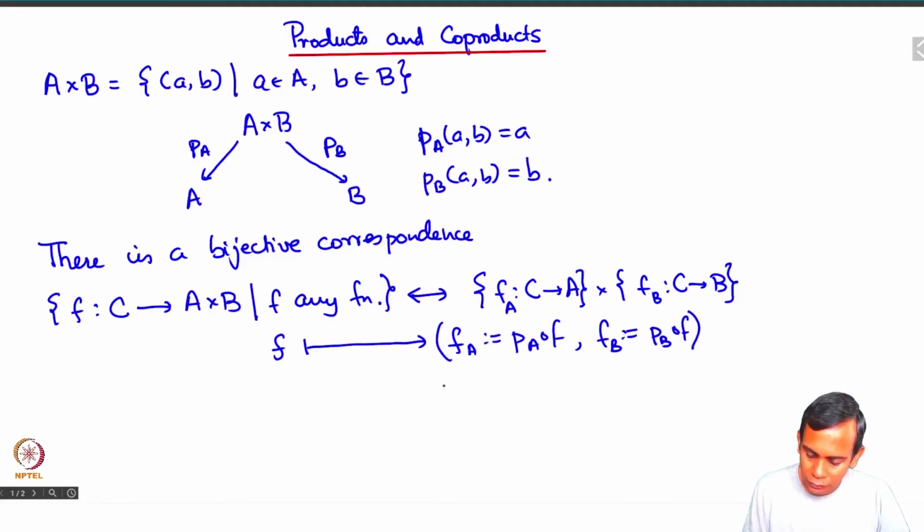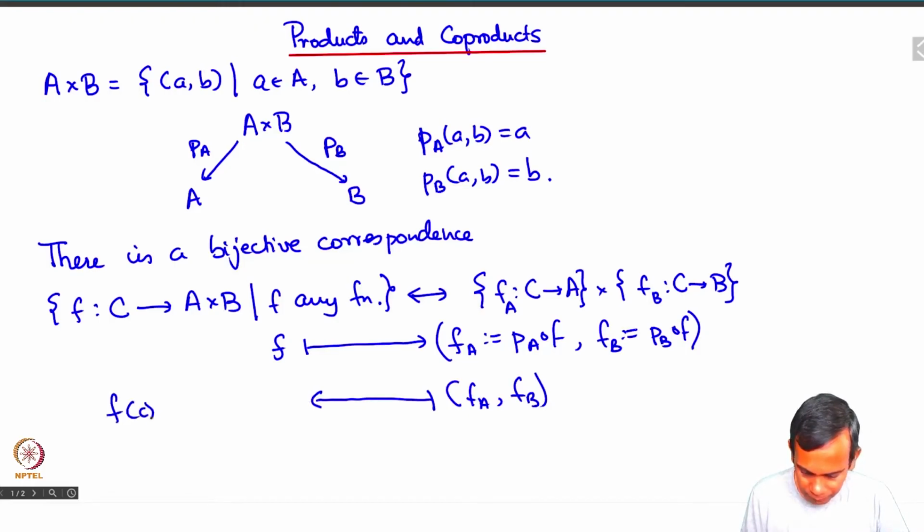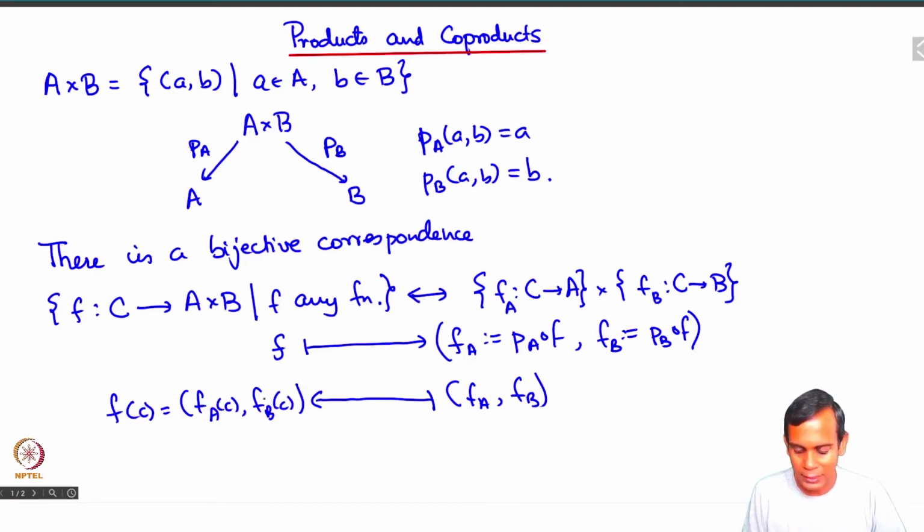And conversely, given any pair f sub A, f sub B, I can associate to it a function which takes c to (f subscript A of c, f subscript B of c). So f subscript A of c is an element of A, f subscript B of c is an element of B, so this is an element of A cross B. And this is a bijective correspondence. Somehow in category theory, this kind of correspondence captures the essence of products.